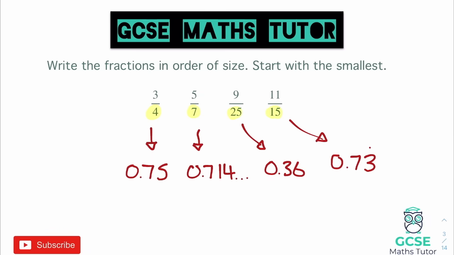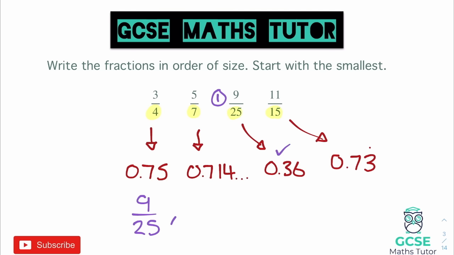So the smallest one is clearly the 0.36. So that's going to mean the 9/25 is our smallest fraction. So we'd write that one first and make sure we write the original fraction and not the decimal that we've used to help us. So that one's done.